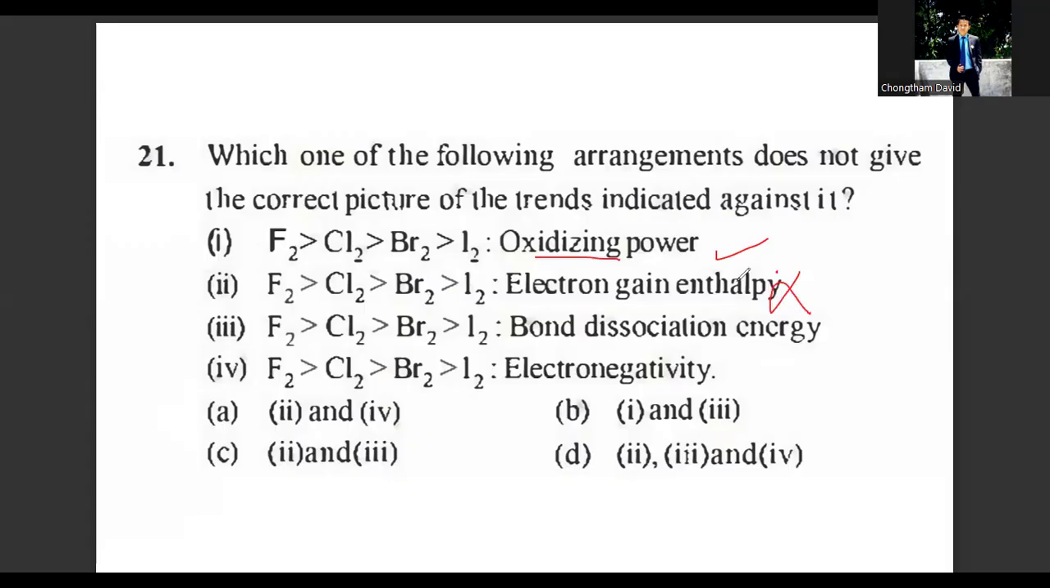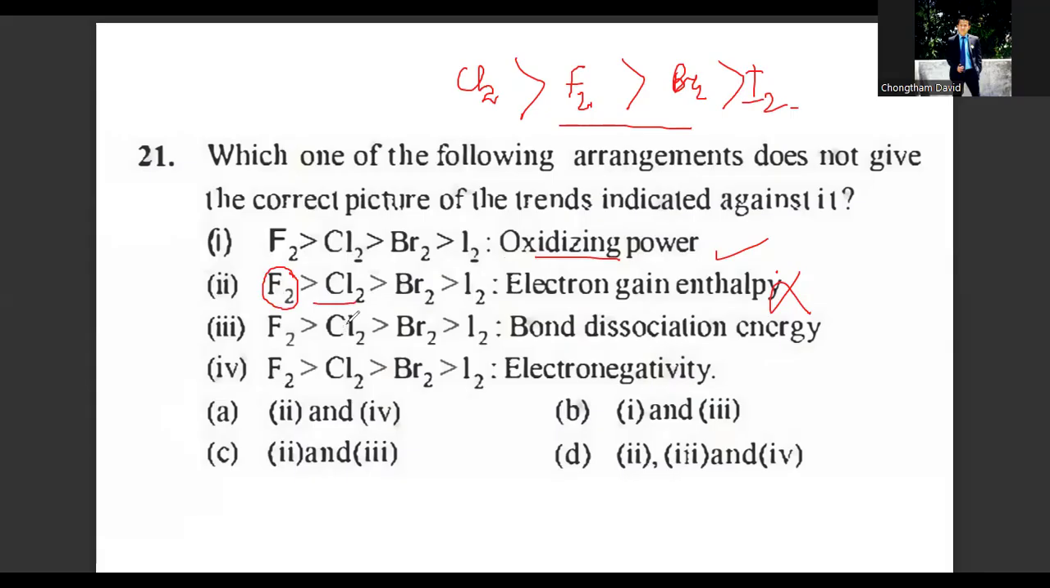the correct order of electron gain enthalpy for halogens would be that chlorine will be more. This is an exception because fluorine, due to its extremely small size, cannot easily add an electron to the 2p subshell. So the actual decreasing order would be this one, but you have fluorine in the first place. So this is not the correct answer.